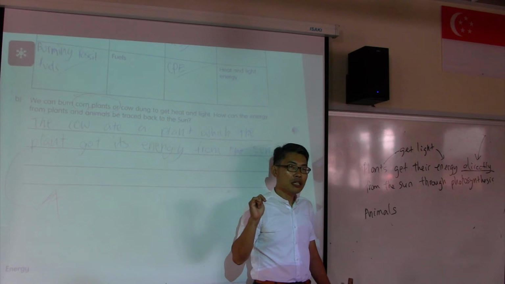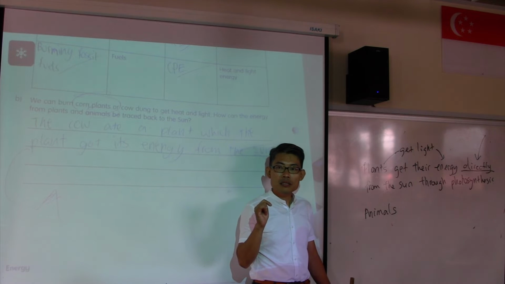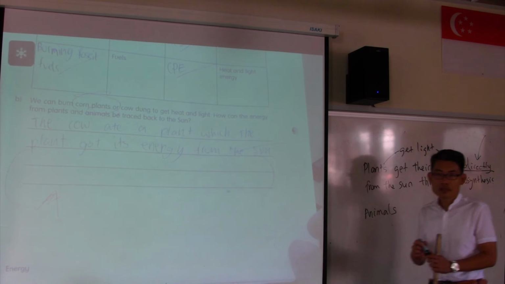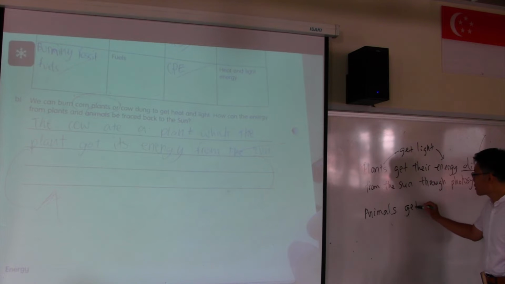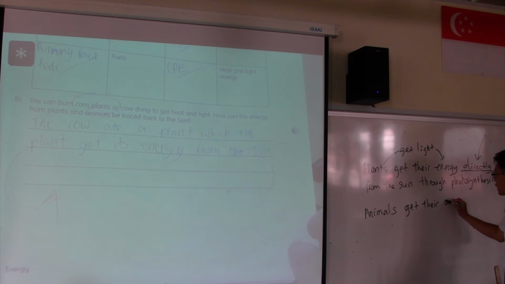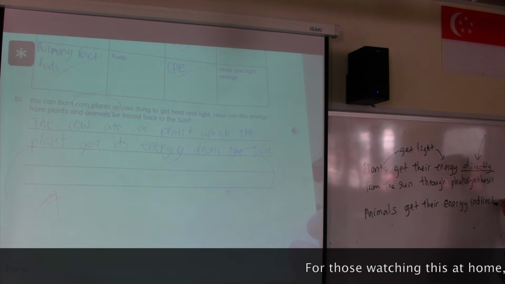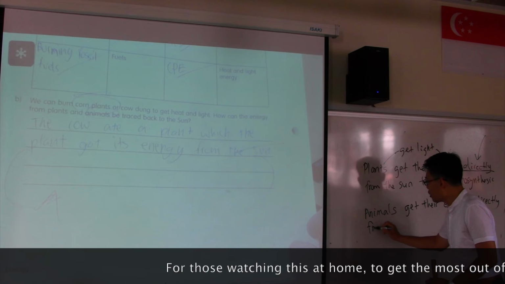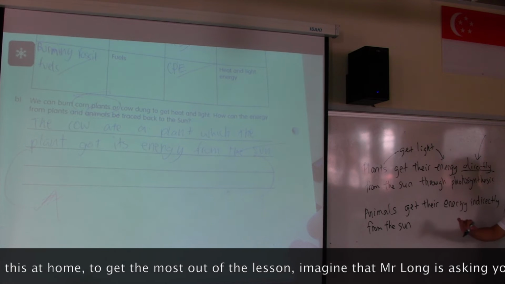Okay, it's March now, right? So, number 3. Animals get their energy indirectly from the sun. Can someone help her to also make it even more perfect?